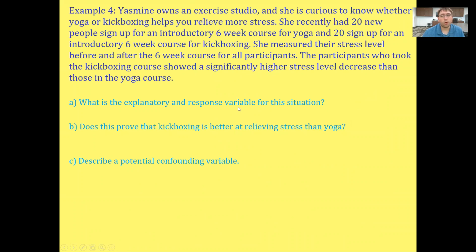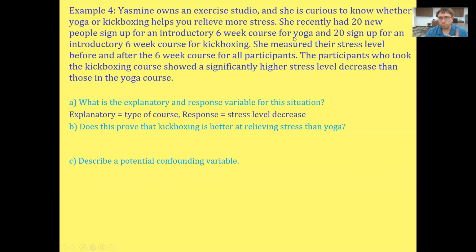So question number 1, or letter A here, what is the explanatory and response variable for this situation? When we're looking at the explanatory variable, basically, what are we using to explain the possible response that we're going to measure? So we know we're going to be measuring stress levels, so that's a response variable. And what's going to determine the level of stress in this case is going to be the type of course that they chose. So they're going to have more or less stress, according to this example, if they did yoga versus kickboxing. Now, here's the big question of the day, though.